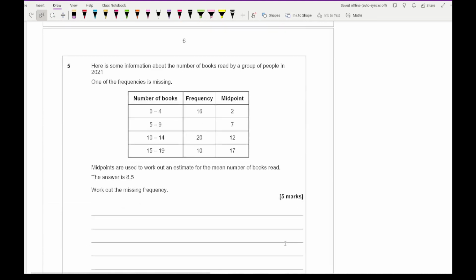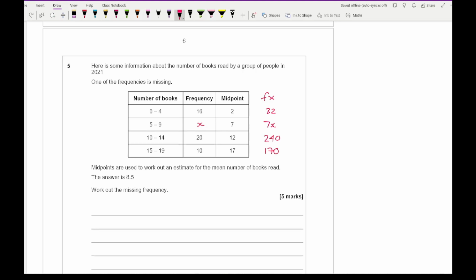Moving on to question 5, it says here is some information about the number of books read by a group of people in 2021. It says one of the frequencies is missing. The midpoint is used as an estimate for the mean number of books read, and the answer is 8.5. Work out the missing frequency. So if I start by calling this X, I can then create an FX column. So this is going to be 32. This one's going to be 7X. This one is going to be 240, and this is going to be 170.